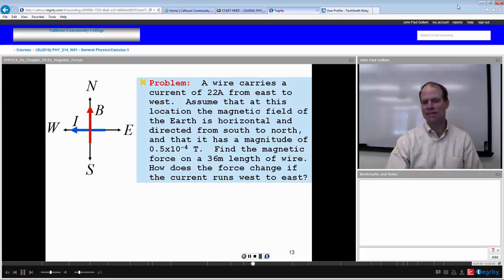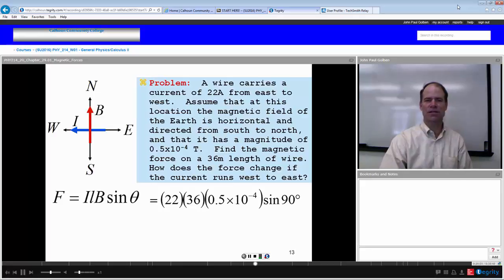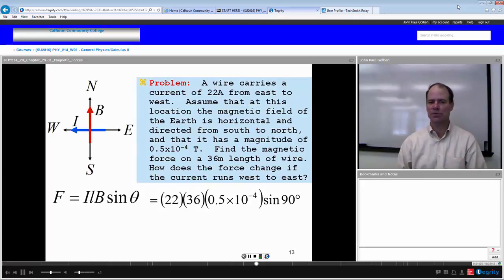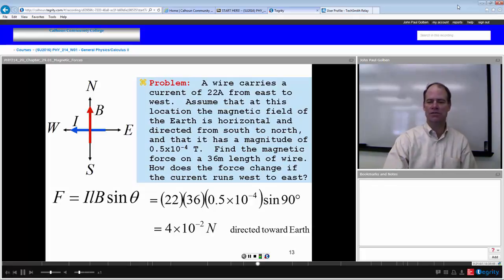The magnitude of the force will equal ILB sine theta, where I is the current, 22 amps. The length of the wire is 36 meters. Earth's magnetic field is 0.5 times 10 to the minus 4 Tesla. And, as we said, the angle between the current and the magnetic field in this case is a right angle, which is 90 degrees. Sine of 90 is 1. So this is 4 times 10 to the minus 2 newtons.